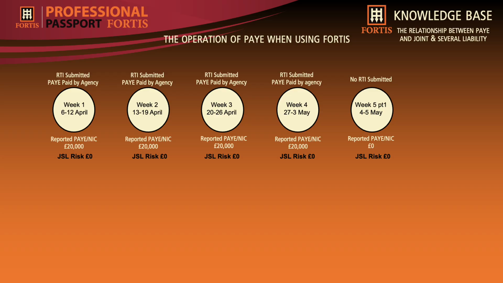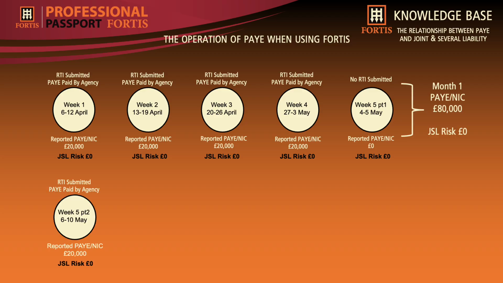You'll also see in week 5 we've assumed no RTI has been submitted, as week 5 is broken into two parts. This is because the monthly cycle ends on the 5th of the month, and so you can see in week 5 there's only the 4th and 5th of May that would count. We've assumed that this weekly payment would be made in part 2 of that week on or after the 6th of May. Now month 1 is complete, we can see that there's been reported PAYE and NIC liabilities of £80,000. These are fully paid by the agency directly, resulting in no risk of a potential joint and several liability.